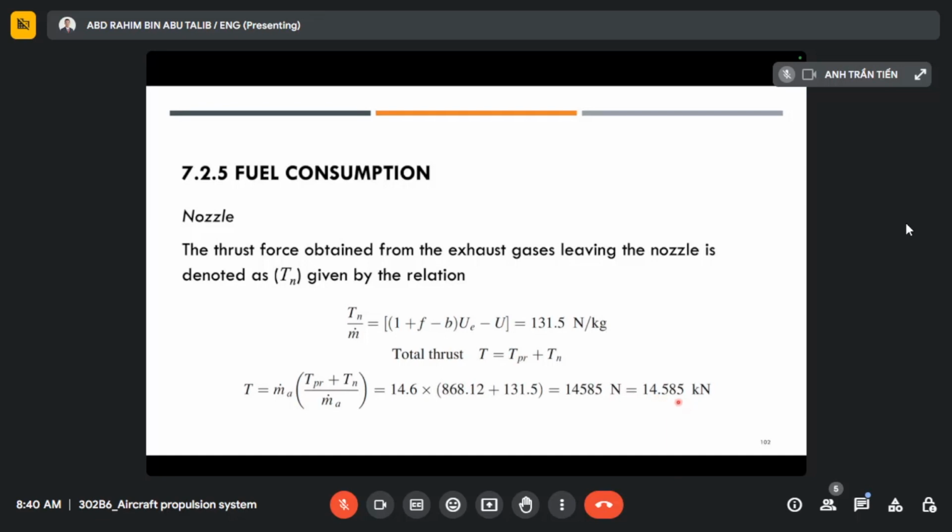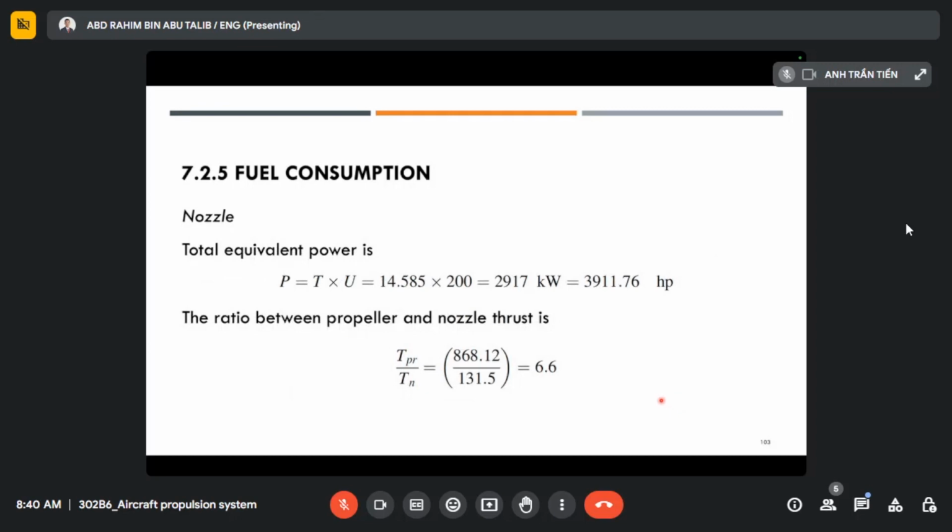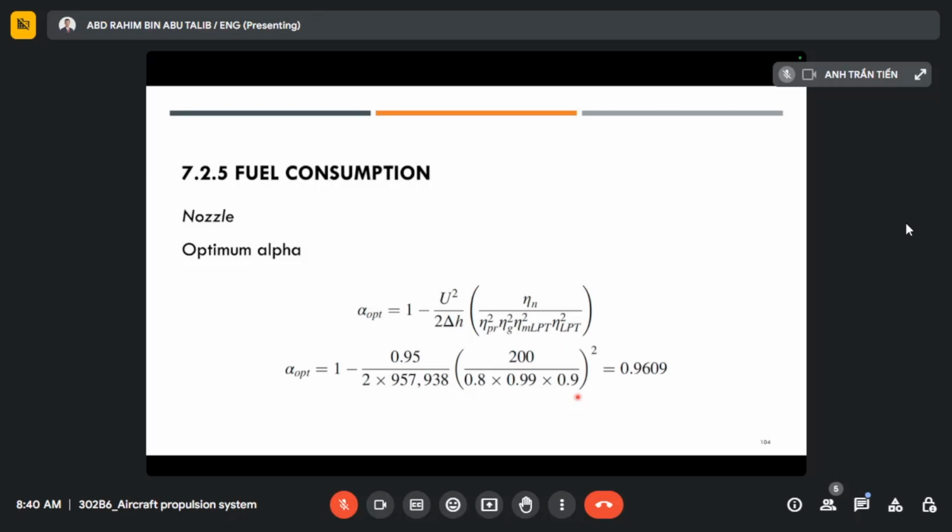Now you have Tn. You can have the total thrust value of 14.585 kilonewton. Total equivalent power, P, equals thrust times the velocity. You can get 3,911.76 horsepower, and the ratio between the propeller and the nozzle thrust is 6.6. For the optimum alpha, you just use the equation to find it, and you will eventually get the value of 0.9606.